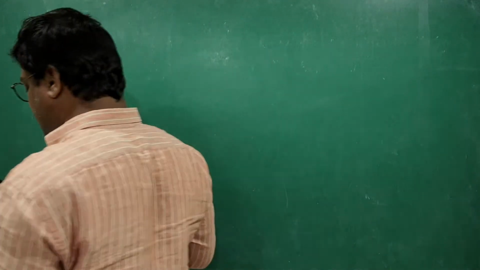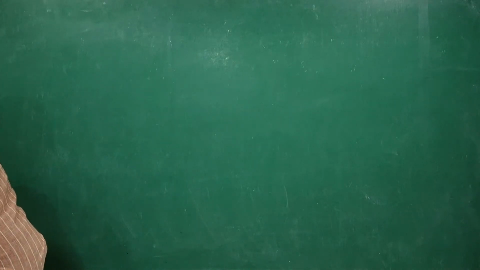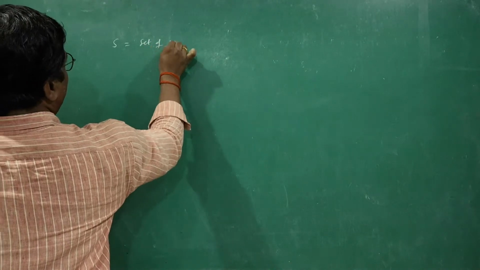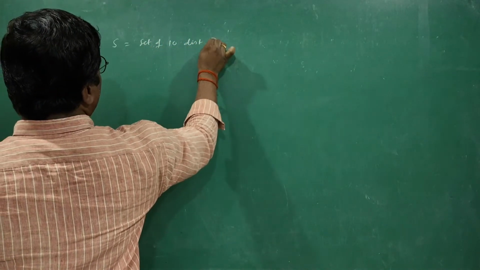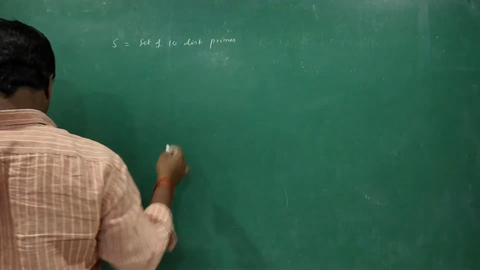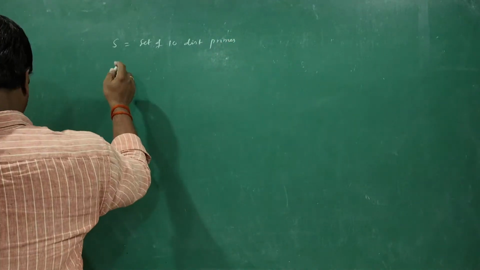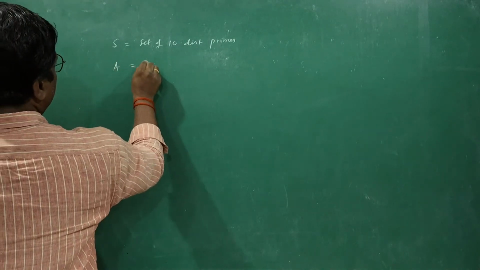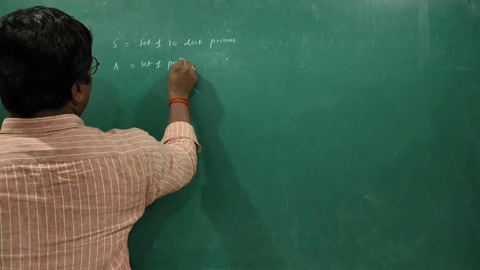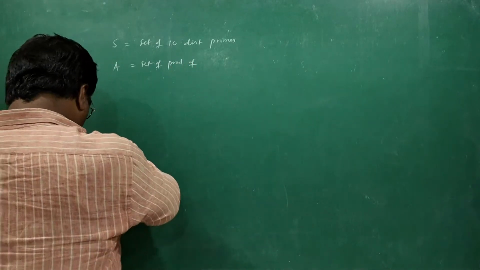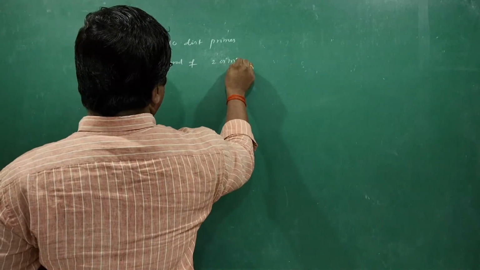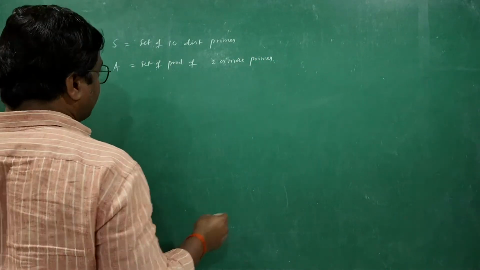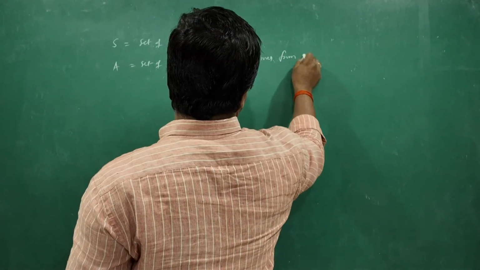The question is: S is a set of 10 distinct primes. Next, A is the set of products of two or more primes from the set S.